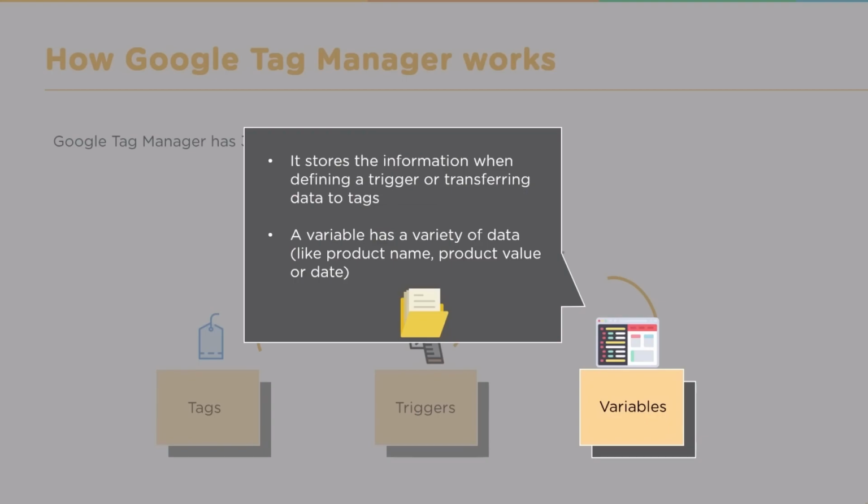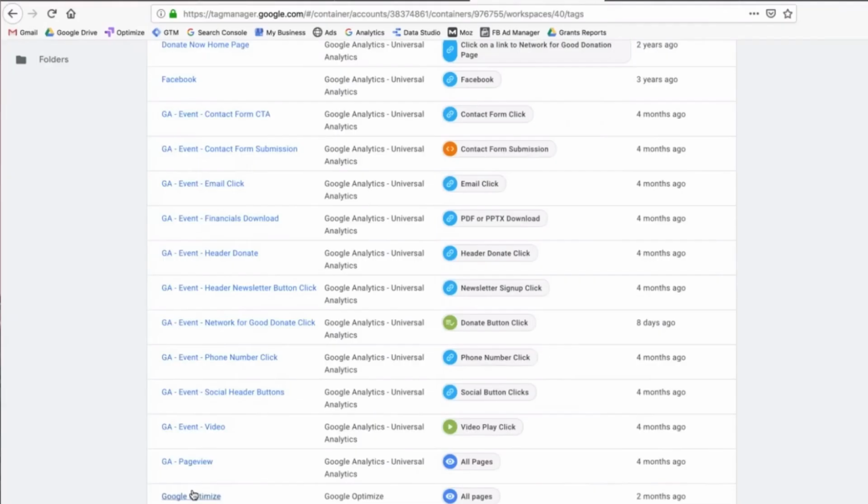Variables store various data and are utilized when defining triggers or transferring information to tags. By selecting the appropriate variable for a trigger, Tag Manager can effectively determine how the trigger should be fired. Now let's examine another example to illustrate how these components interact.